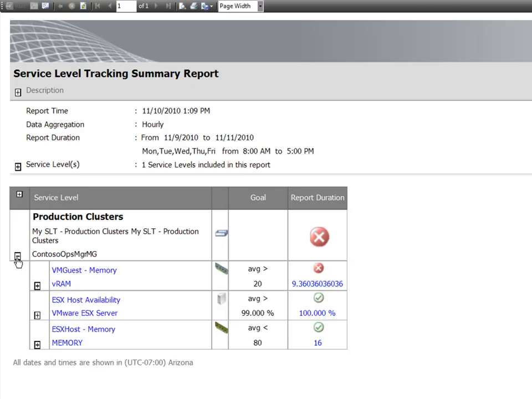Notice the results of the service level tracker are much different than the previous two. Here, we only have one parent object, the production clusters. Under it, we see our three service level objectives. The service level objectives tell us if any of the VM guests or ESX hosts within the production ESX cluster has failed a configured objective goal.